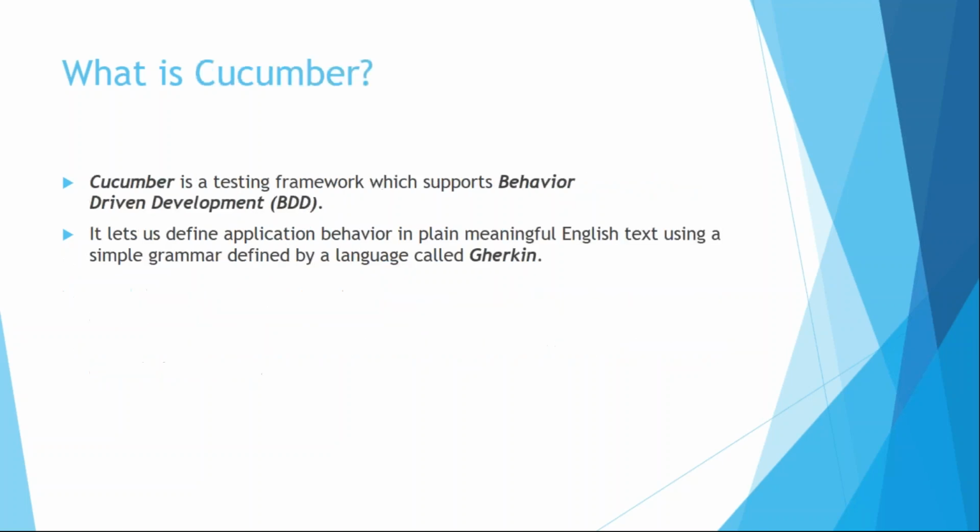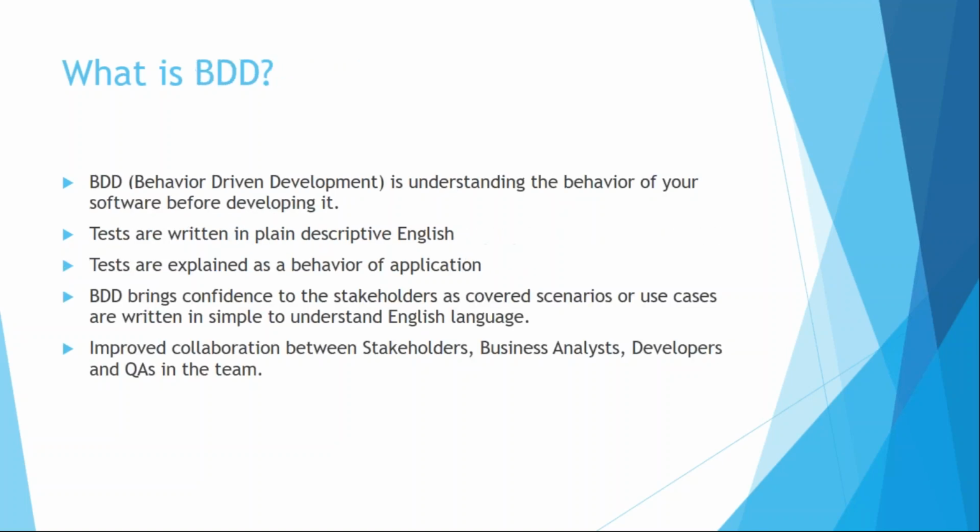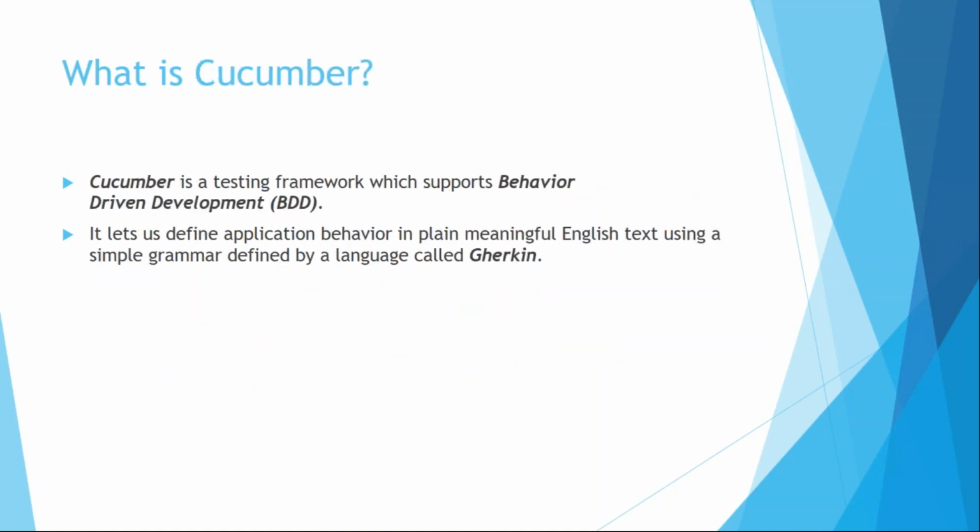Okay, so what is Cucumber then? We understand what BDD is, now what is Cucumber? There are many tools or frameworks available in the market which help you in achieving BDD, that is behavior driven development. Cucumber is one such testing framework. Cucumber is a testing framework which supports behavior driven development. It lets us define application behavior in plain English using a simple grammar defined by a language called Gherkin. So in Cucumber, we will be using one language known as Gherkin.